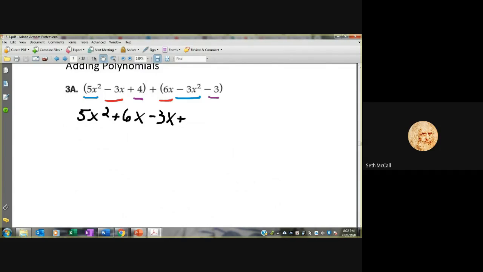plus 6x. Oops, I goofed up. I apologize. Let me back this up. It's 5x squared minus 3x squared. That probably makes more sense. Then we have minus 3x, and then plus 6x, and then we have plus 4, and then minus 3.